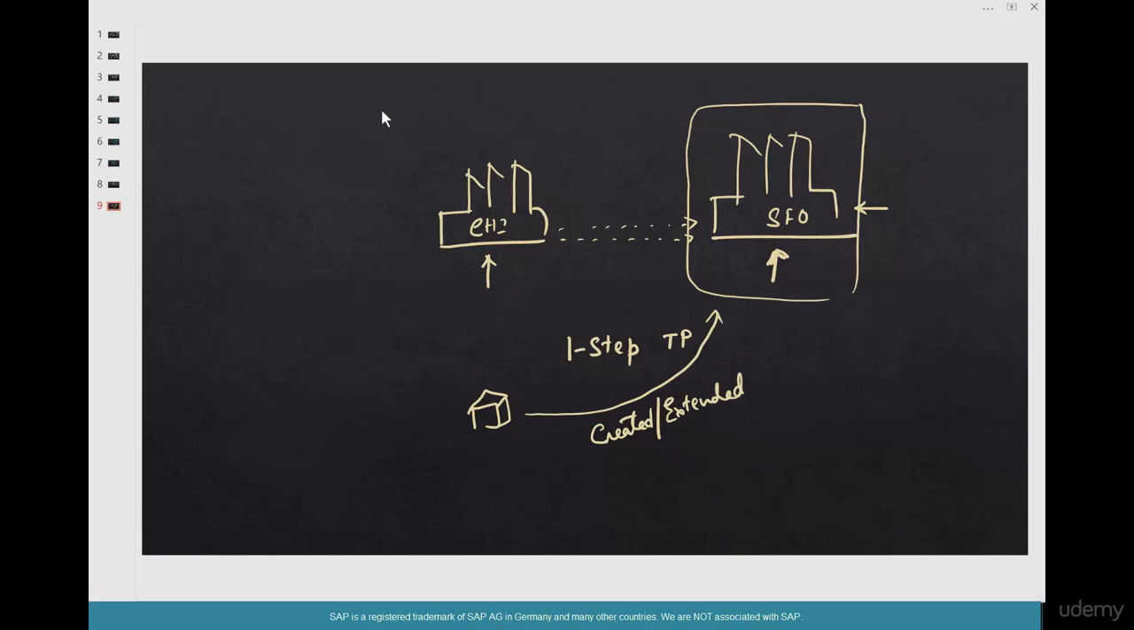The process of extending a material to another plant or company code or any other org element that we have seen in the enterprise structure is through the process of creation. Now, I wish SAP had another transaction for extension, but that's not the case. The process of extending a material to another plant is through the process of creation, MM01. So the creation and extension can be used interchangeably.